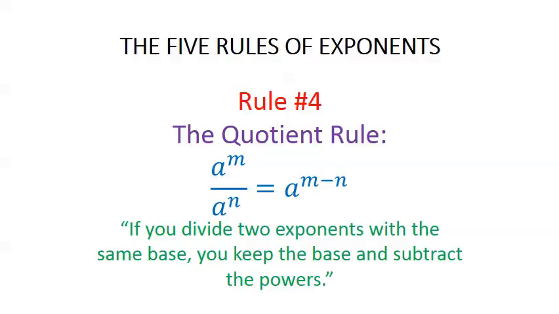So if you divide two exponents with the same base, you keep the base and subtract the powers. Basically, it's the opposite of the product rule. So a to the power of m over a to the power of n equals a to the power of m minus n. Pretty simple. Let's see it in action.